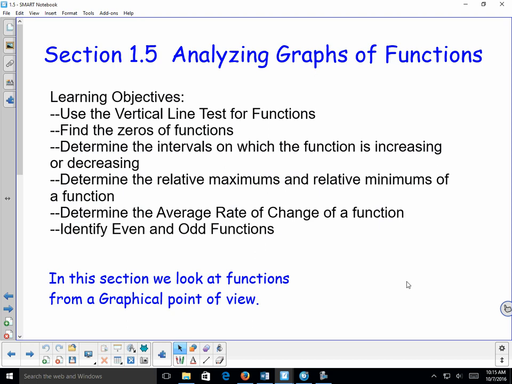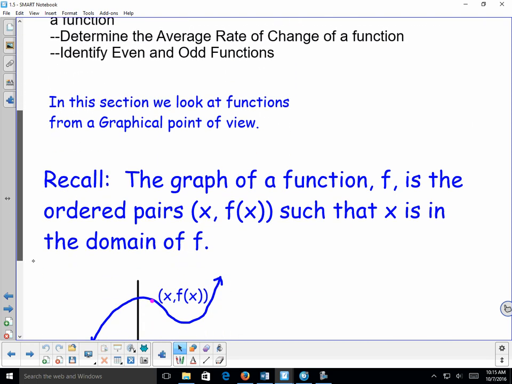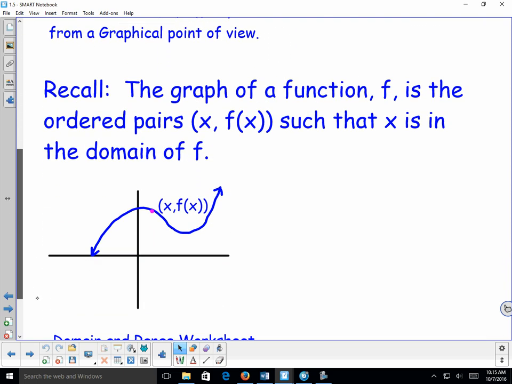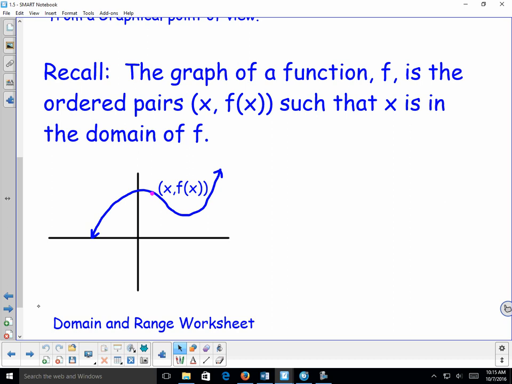In this section, we are looking at functions from a graphical point of view. So recall, the graph of a function f is the set of all ordered pairs x comma f of x such that x is in the domain of f. So for example, here's a function drawn, and any point on the function would have the ordered pair x comma f of x. X is our input and f of x would be our output.